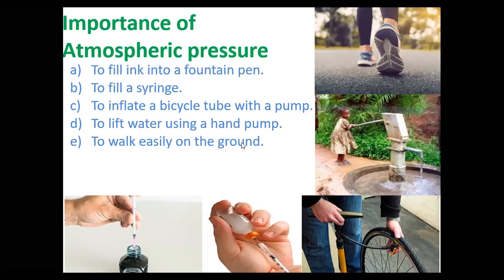To walk easily on the ground, due to atmospheric pressure, our body is pressed down. Our body is also pressed down due to atmospheric pressure, and due to gravity also. And while walking, our shoe will grip the ground, and it is easy to walk on the ground.